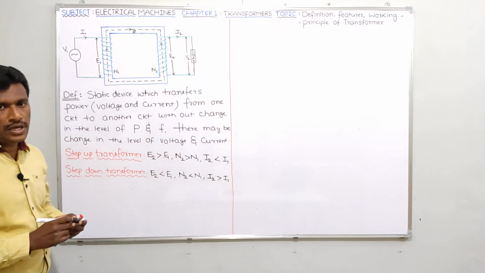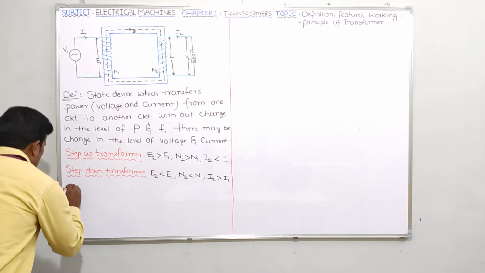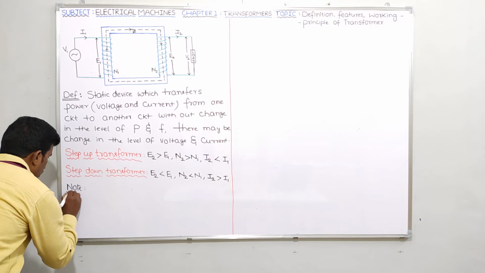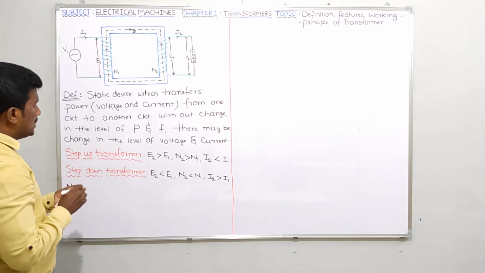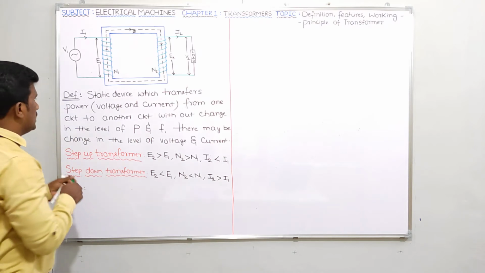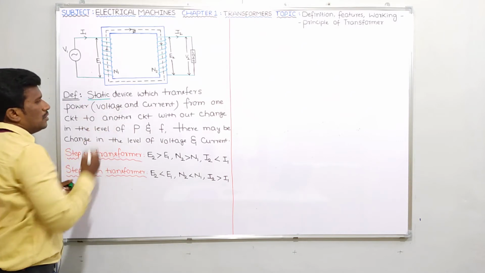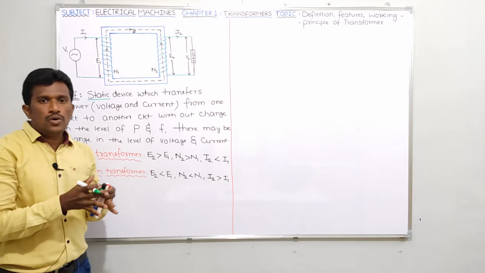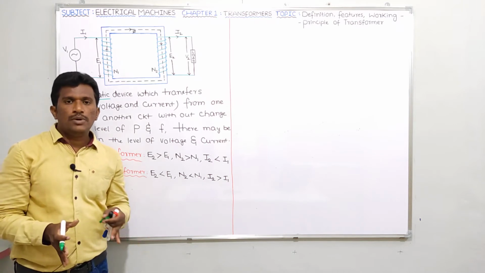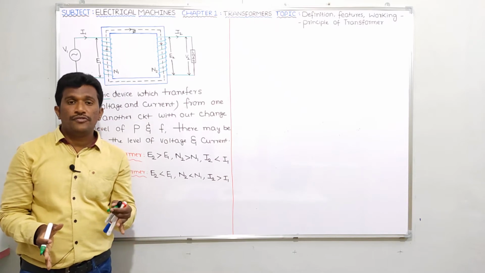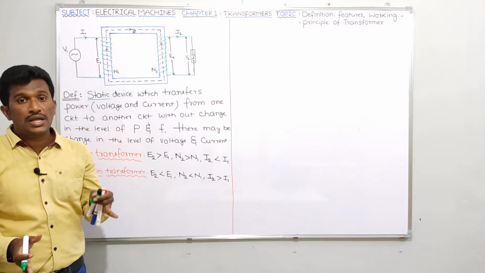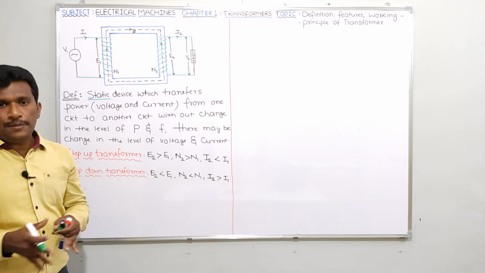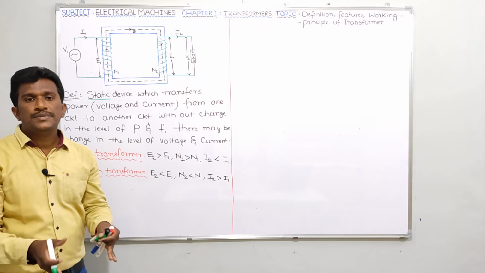Is it clear? Okay. Next, let me give one small note here. I said transformer is a static device, right? Static device means what? We don't have any rotating parts in the transformer. If there are no rotating parts, what about mechanical losses? Mechanical loss is nothing but friction and windage losses. Friction and windage losses together can be called mechanical losses. Whenever rotating parts are absent, mechanical loss will be absent.